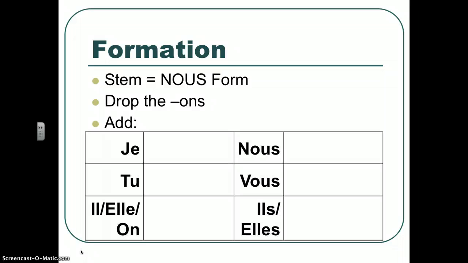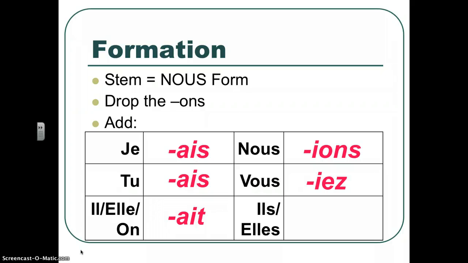I want to draw this little chart, and let's write down our endings. AIS, AIS, AIT, IONS, IEZ, and AIENT. So notice they all sound the same in the singular, but they're spelled differently. A-I-S, A-I-S, A-I-T. The nous form, I-O-N-S. The vous form, I-E-Z. Oh yeah, you heard it right. And the ils plural form is A-I-E-N-T. So notice, 1, 2, 3, 4: je, tu, il, elle, and ils, the sound is the same. But you got to remember how to spell these endings.